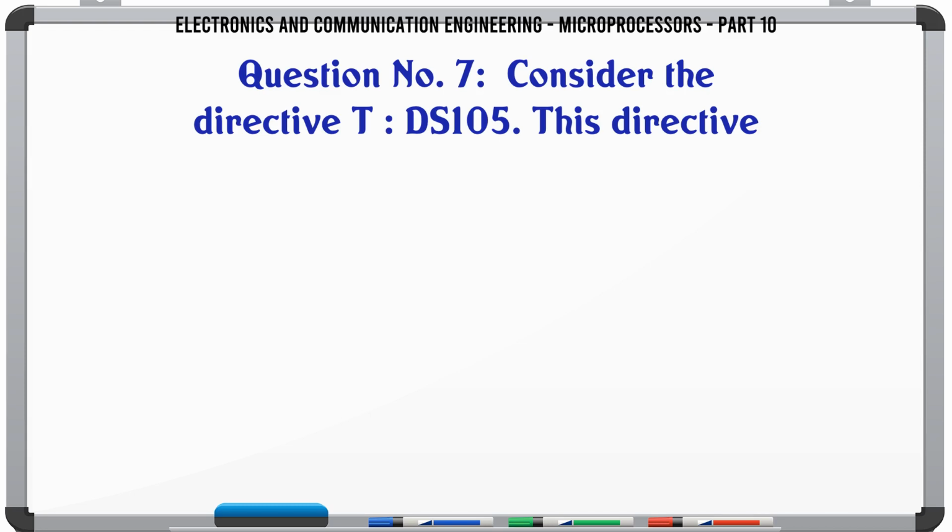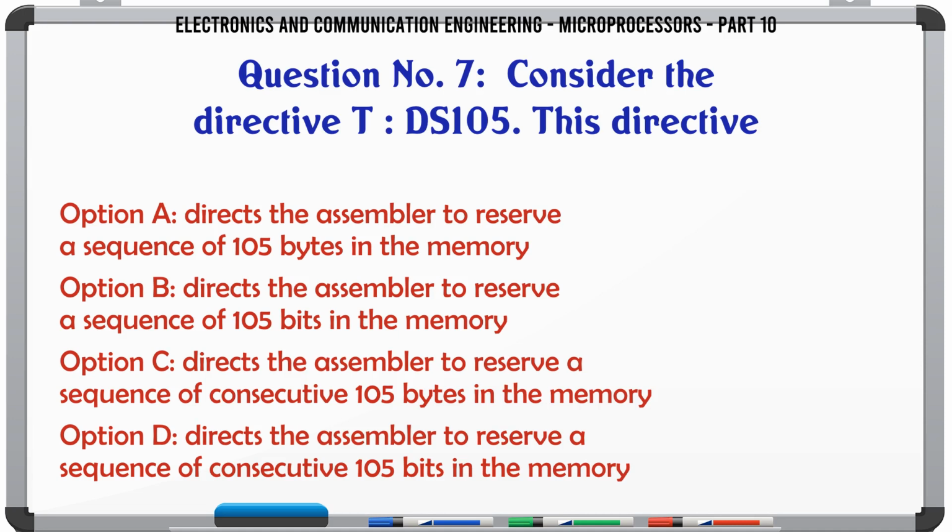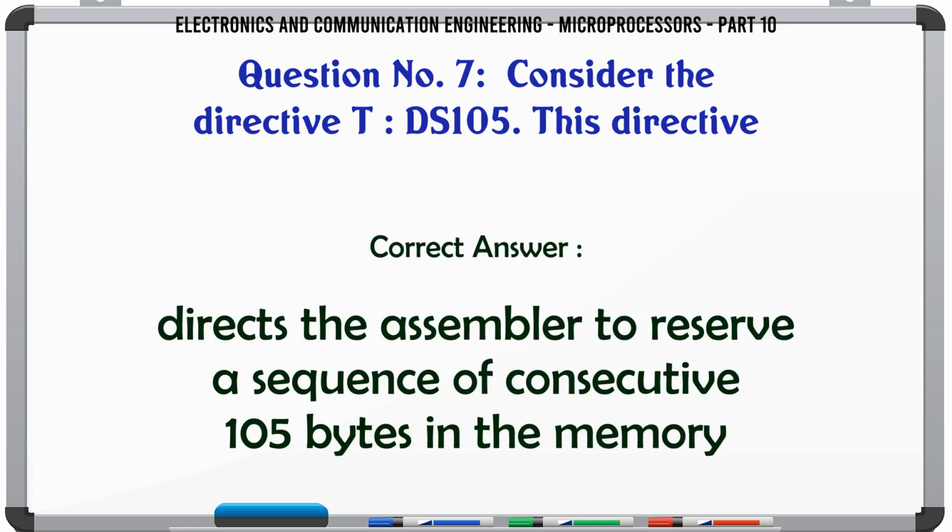Consider the directive TDS105. This directive A directs the assembler to reserve a sequence of 105 bytes in the memory. B directs the assembler to reserve a sequence of 105 bits in the memory. C directs the assembler to reserve a sequence of consecutive 105 bytes in the memory. D directs the assembler to reserve a sequence of consecutive 105 bits in the memory. The correct answer is directs the assembler to reserve a sequence of consecutive 105 bytes in the memory.